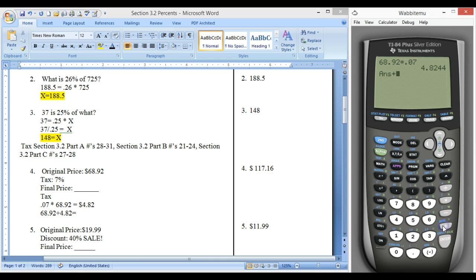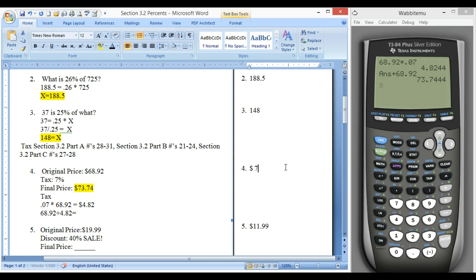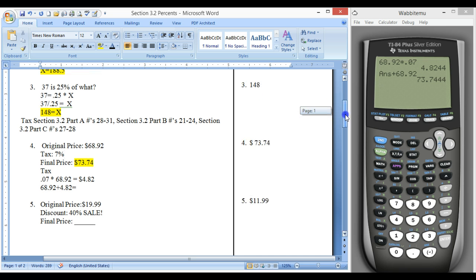So I'm going to come over here and add $68.92 to give us the final answer of $73.74. There we go. And it's in dollars. And it looks like I changed my problem at some point in figuring out what I wanted to do. So this was wrong on the answer side, but it's 73.74. There we go. Okay, let's try the next one when we have a discount or a sale.